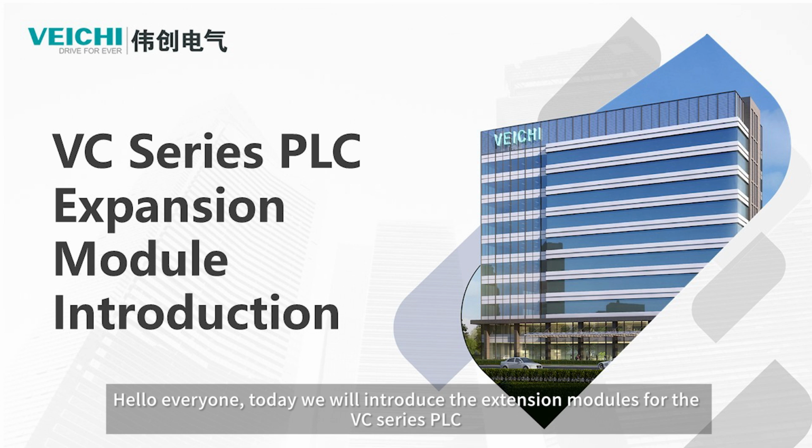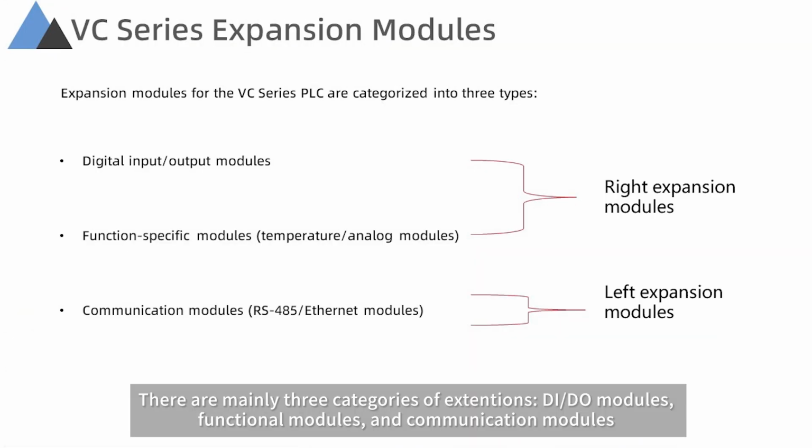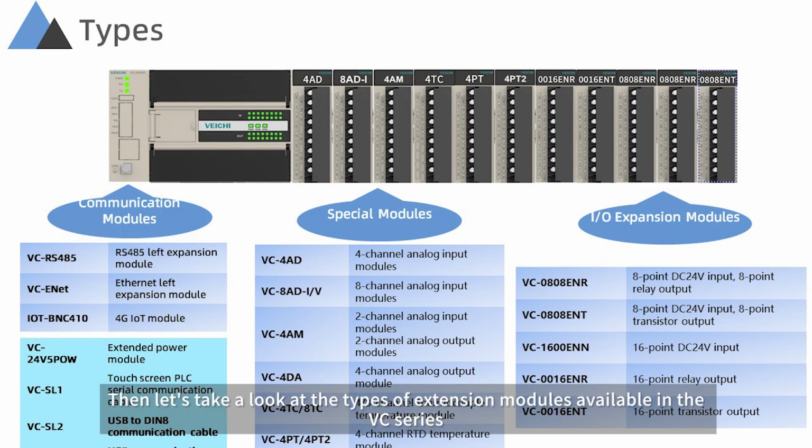Hello everyone, today we will introduce the extension modules for the VEICHI series PLC, how to add and remove the extension modules, as well as how to associate variables. There are mainly three categories of extensions: IO modules, functional modules, and communication modules. Among these, the former two are installed on the right of the PLC, while communication modules are typically added to the left. Then let's take a look at the types of extension modules available in the VEICHI series.